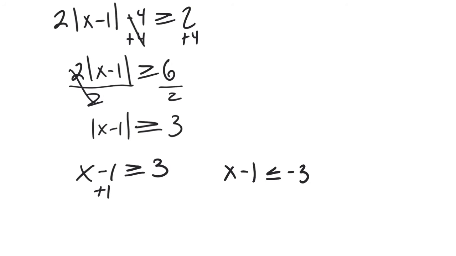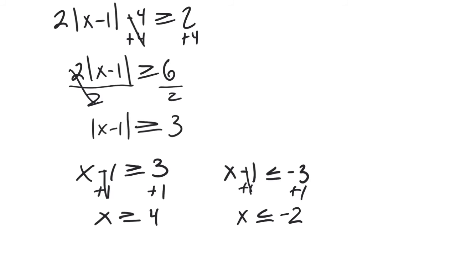So I'm going to add 1 to each side. X is greater than or equal to positive 4. And then also, I want to add 1 to each side over here. X is less than or equal to, and that's going to be negative 2.